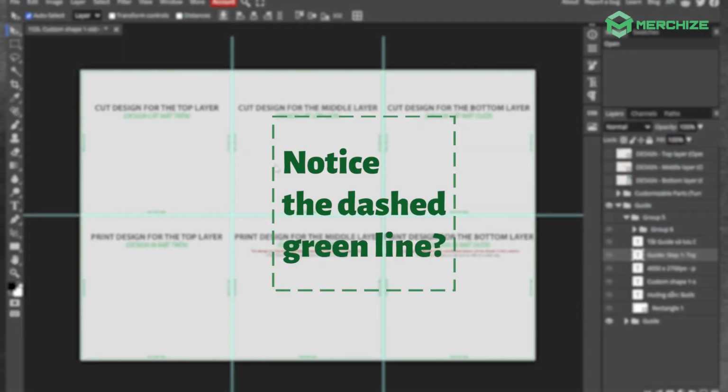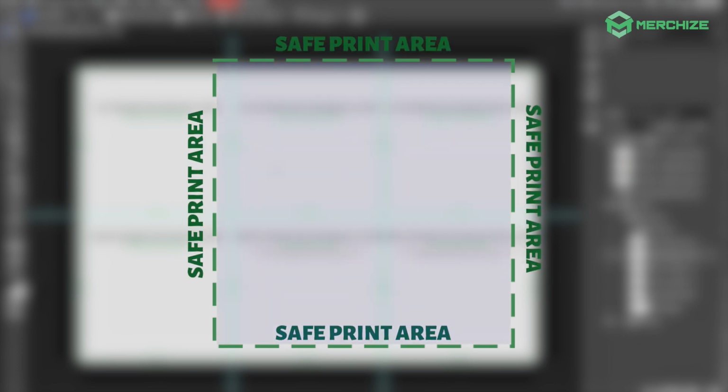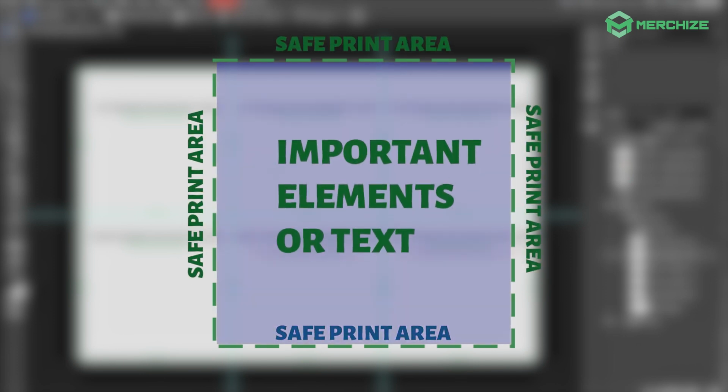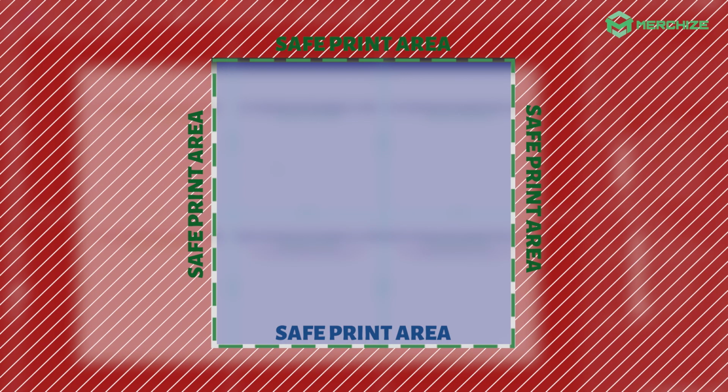Notice the dashed green line. This green line makes up the safe print area, and all of your important elements or text should be placed within this green line. Anything placed outside the green line may be cut off during production.